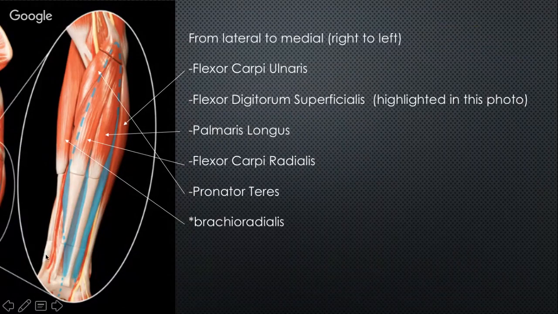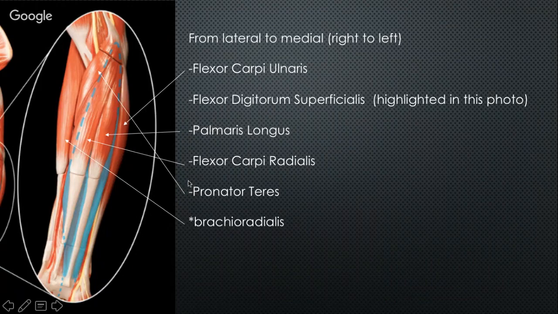But the palm is down here, so the palm is facing you in this picture, which means that these are flexor muscles. So first is the flexor carpi ulnaris, which is on the ulna side of the arm. The flexor digitorum superficialis, which is what's highlighted in this photo. The palmaris longus right here. And flexor carpi radialis, which is closer to the radius. So we have the ulna and the radius, and in the middle of those is the palmaris longus muscle.